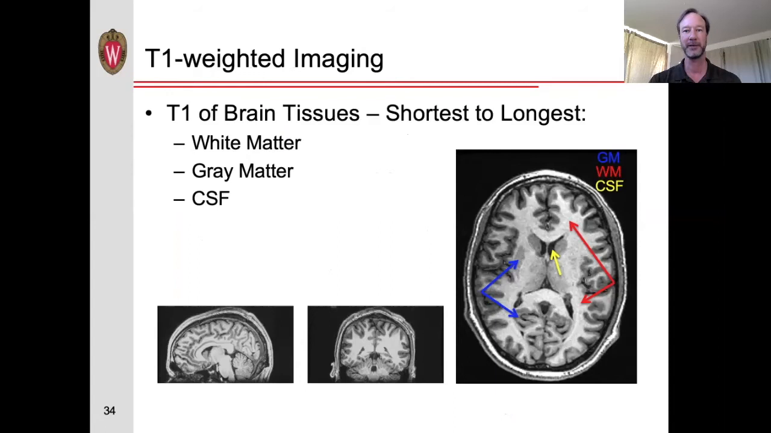And that is what is shown here. The T1, or longitudinal relaxation time of white matter, is shorter than that of gray matter or cerebrospinal fluid, CSF, and thus it appears bright in the images. In contrast, CSF has a long T1, and thus areas with a lot of CSF appear dark in the image.